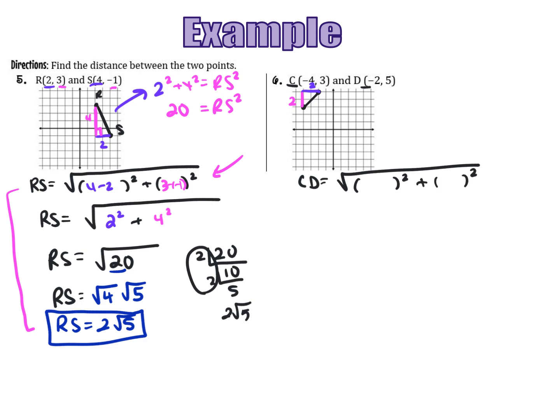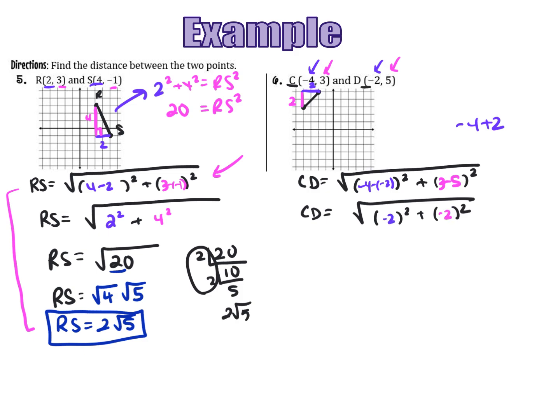y's squared. So my x's are negative 4 minus negative 2, and my y's are 3 minus 5. So that's going to give me CD is the square root of negative 4 minus negative 2, which is going to become negative 4 plus 2, which is going to become negative 2 squared.